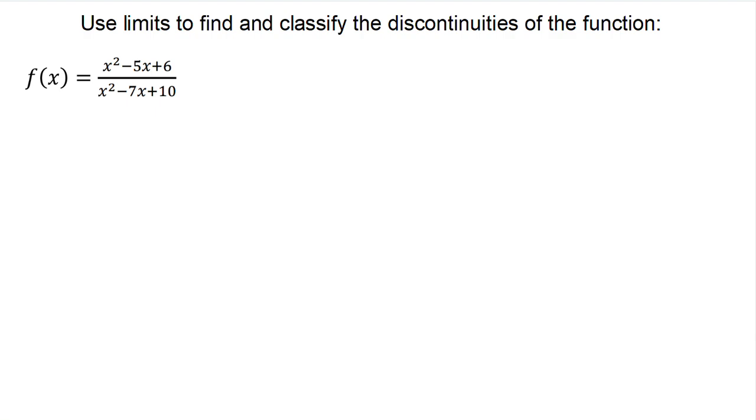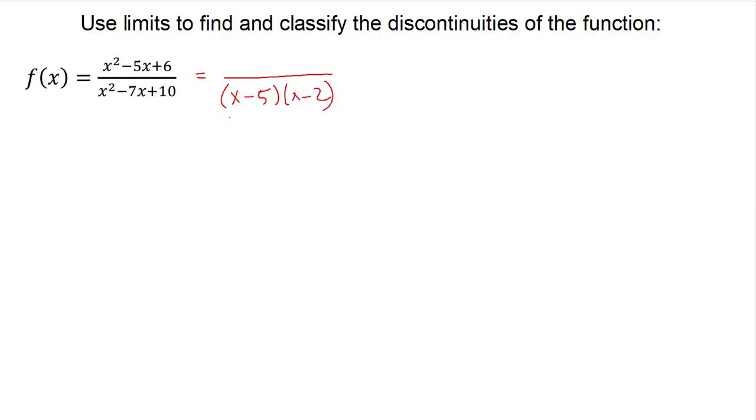All right, so this is going to be our walkthrough for the homework assignment titled Classifying Discontinuities. We just got a few of these functions here. So we want to find the discontinuities and then classify them. We should be able to find them really easily just by factoring the denominator here. Right, this is x minus 5 and x minus 2.